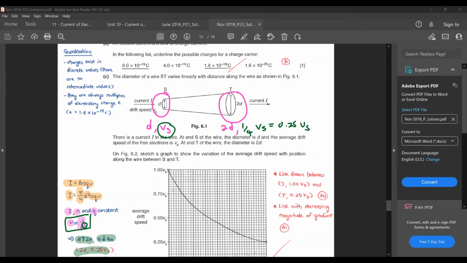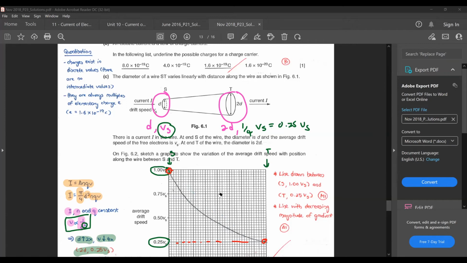So you look at your graph, you should have these two points here. This one is at S, this one is at T. At S, your drift speed is just Vs. But at T, your drift speed is 0.25 Vs. And then another thing here is this. You know these two points already. Please do not draw a straight line like this. This one is not correct.